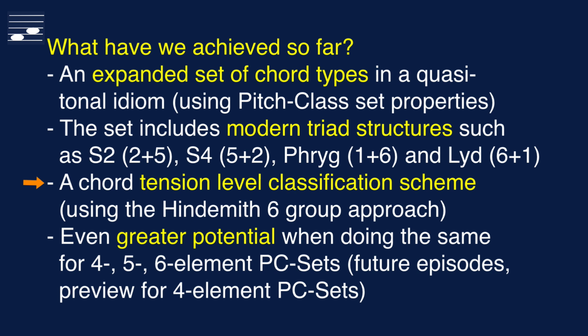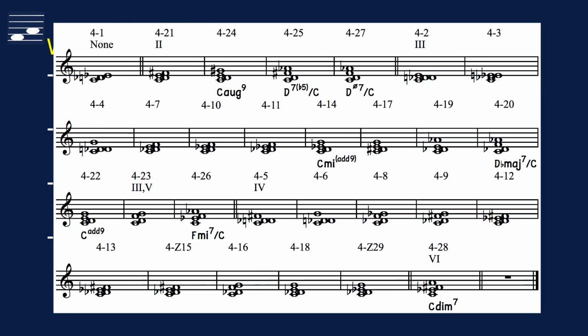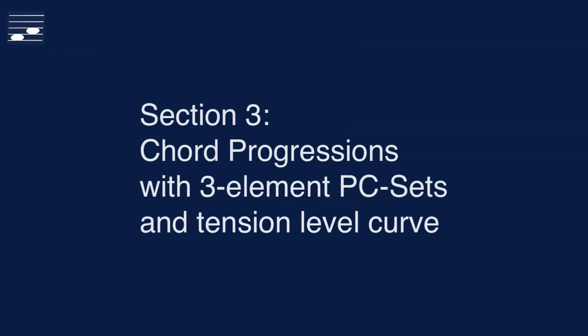Each chord in the set has a tension level classification according to the scheme proposed by Paul Hindemith. Note that this tutorial has been considering 3-element sets only. The tension level control potential is even greater for 4, 5 and 6 note chords, an aspect left for future episodes. Here's a quick preview of the classification of all 28 possible 4-element sets. And now it's time to apply this tension control mechanism to some example chord progressions.